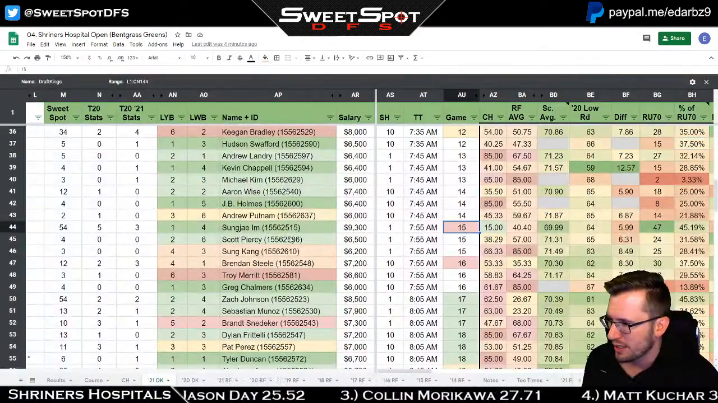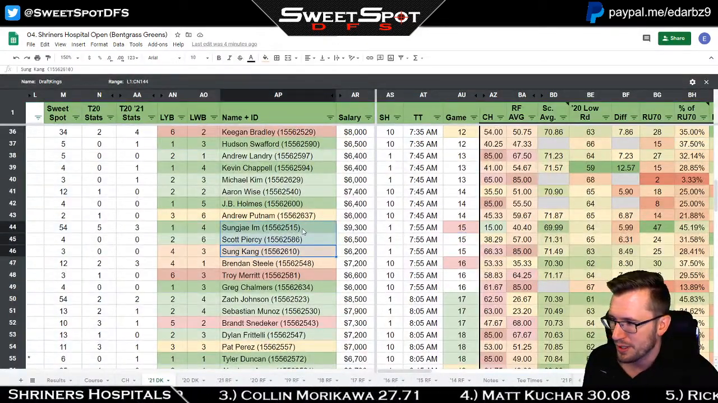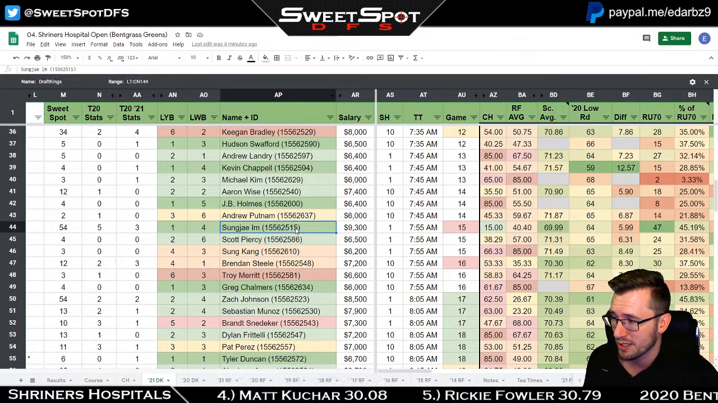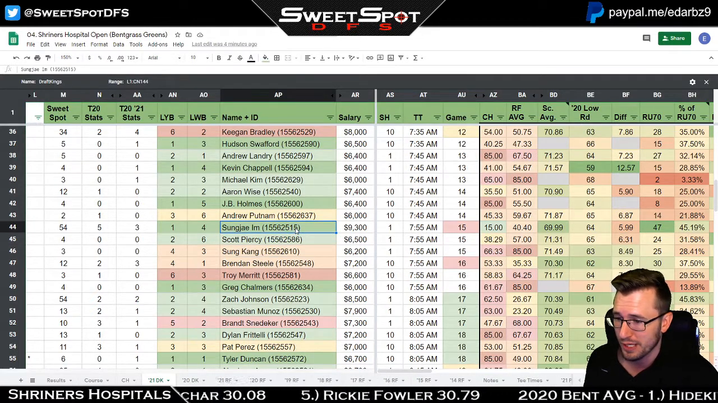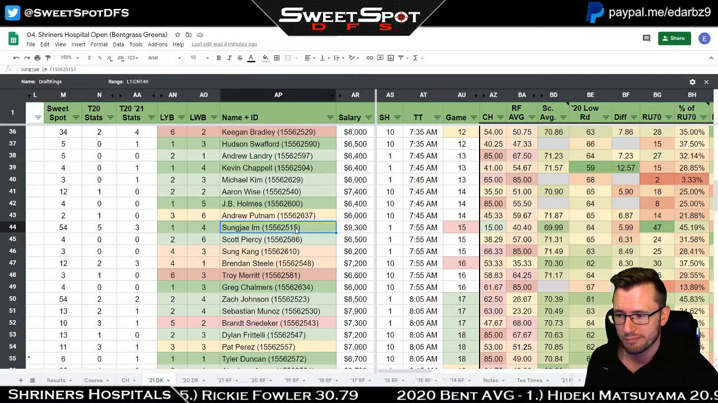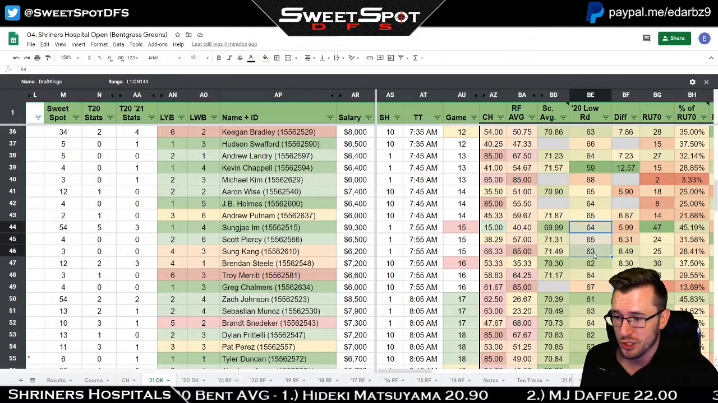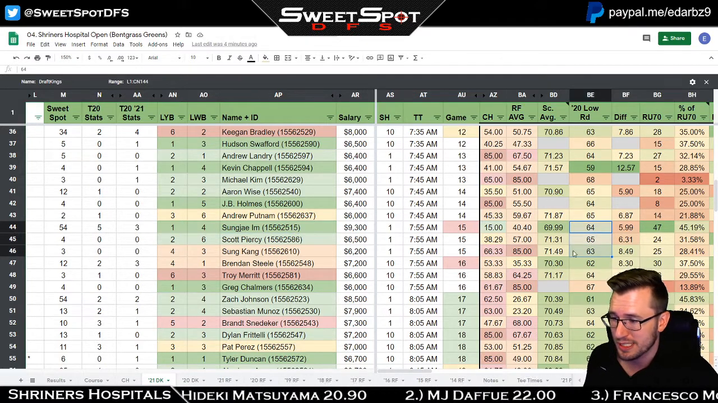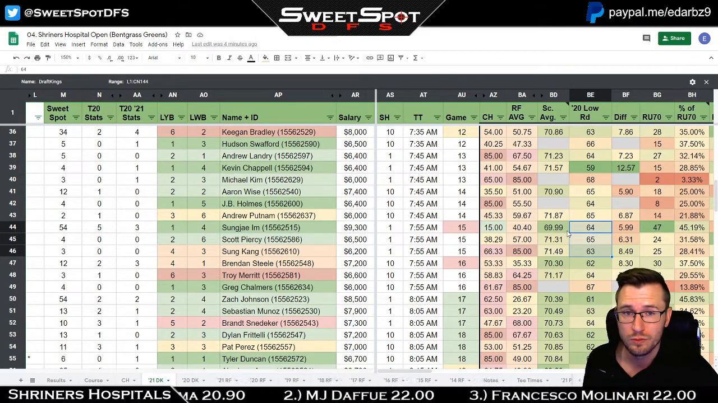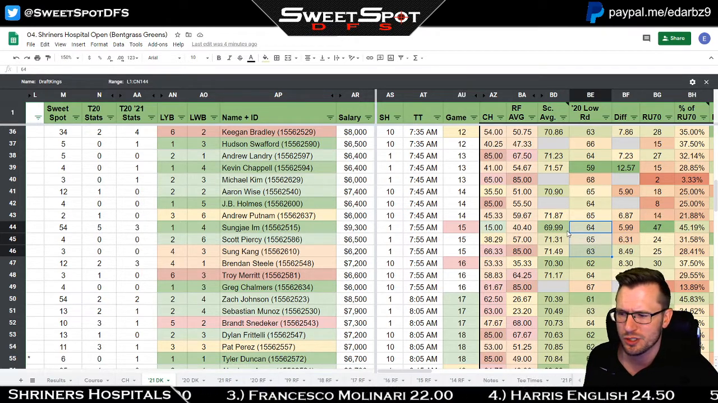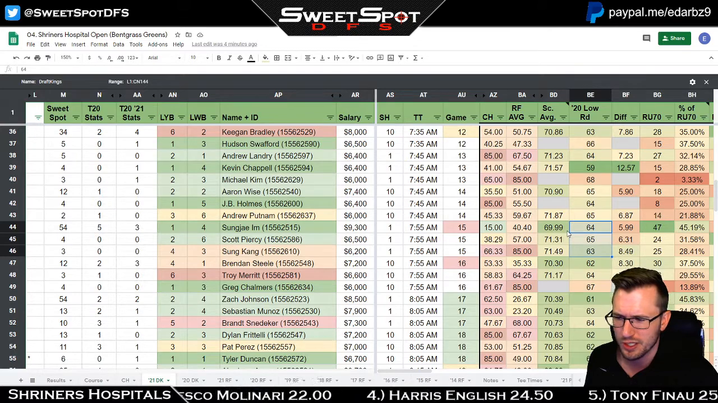Sung Jae is in a lineup with Sung Kang and Scott Piercy. I can't say I really like it, but in all honesty, Scott Piercy and Sung Jae Im have the same ball flight, so it might be good that they're playing together. Now, their differential isn't that great, so I don't see any of these guys going super low. It's not out of the realm of possibilities, it's just them paired together, I don't think is going to be good.